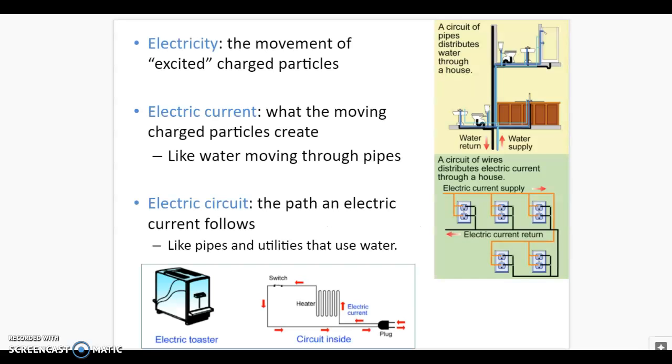First off, I need you to copy this stuff down. These three terms, copy everything down. Don't worry about the pictures. We'll just use these for explanations. So pause the video now.